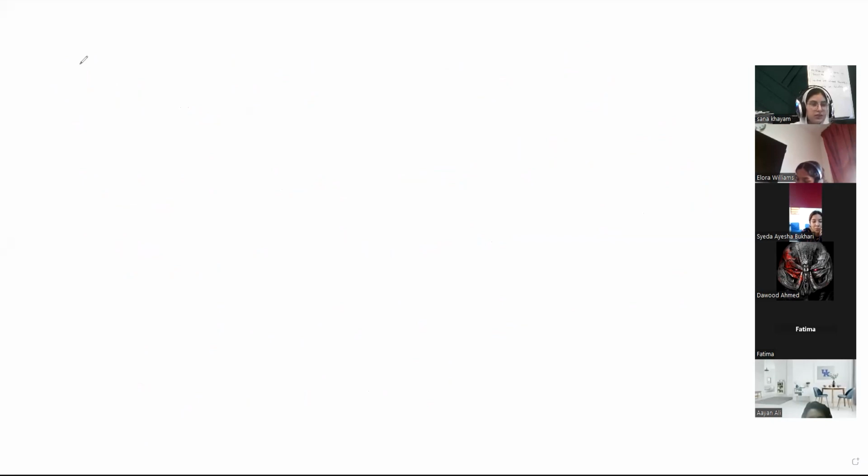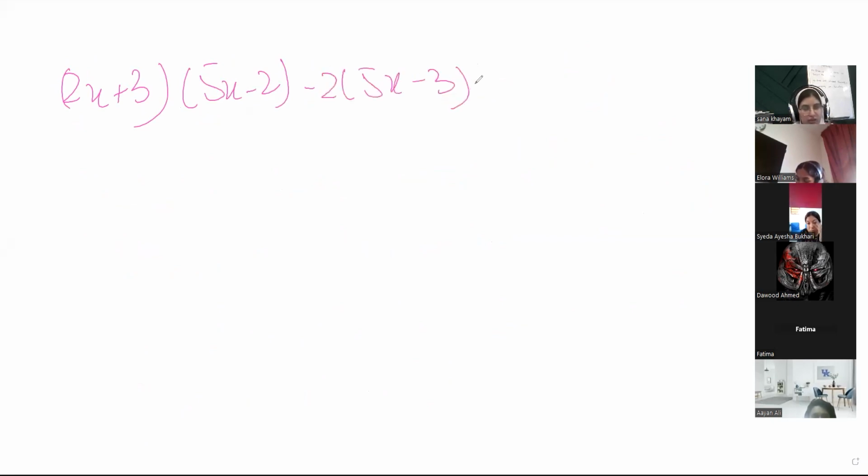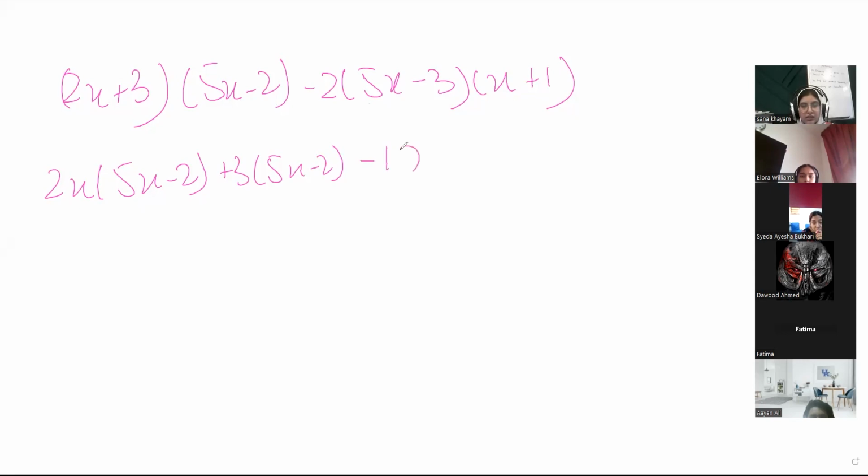So the question that we have is (2x + 3)(5x - 2) - (5x - 3)(x + 1). First of all, you need to open this bracket and multiply it with the other one. So you'll have 2x(5x - 2) + 3(5x - 2). Minus 2 has to be multiplied with this bracket first, and then you will multiply this bracket with the other bracket. So you'll have minus 10x plus 6.